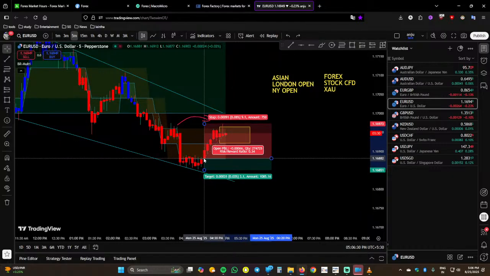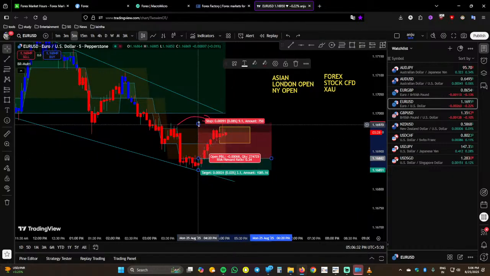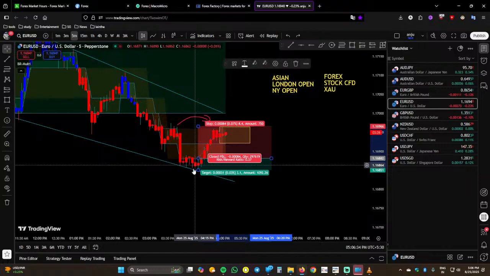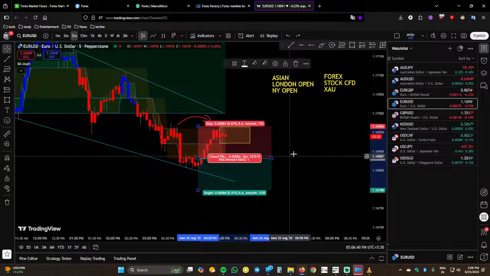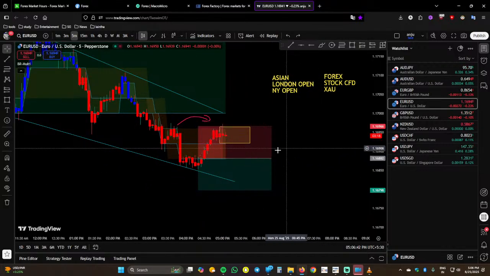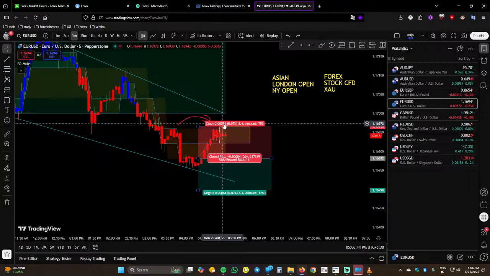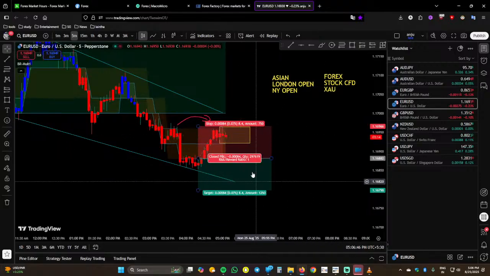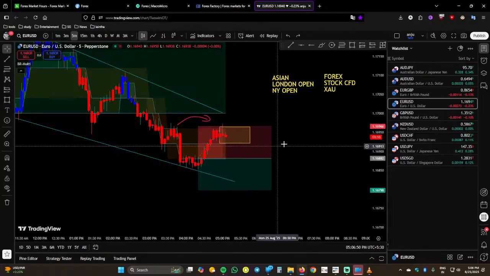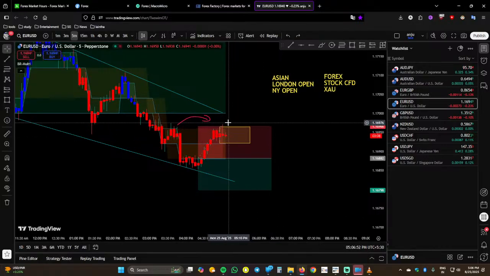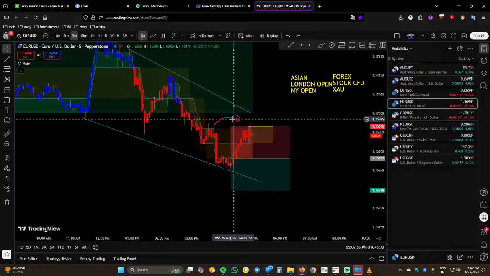So this was where our entry was. This was a stop loss, and our target should be somewhere here. Yes. So we did not close above this level. We're still bearish, but if any of these candles close above this level, then this will be a bullish scenario.